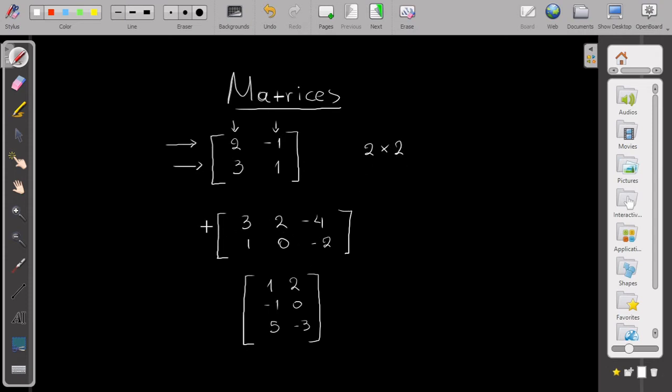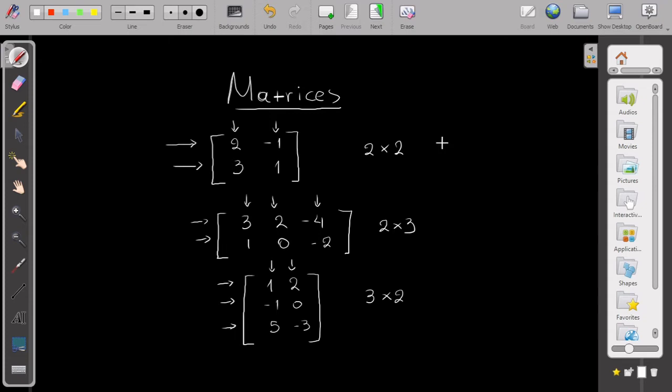Let us see in this matrix how many rows it has. 1, 2 rows. How many columns? 1, 2, 3. So this matrix is 2 by 3. And in this matrix, how many rows do I have? 1, 2, 3 rows. And how many columns? 1, 2. So it's basically 3 by 2.